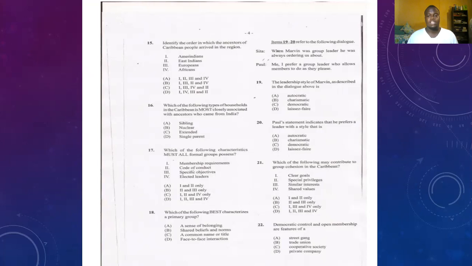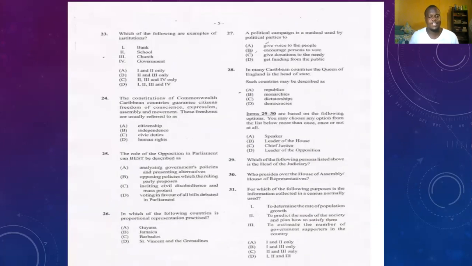Number 22. Democratic control and open membership are features of A, street gang, B, trade union, C, cooperative society, D, private company. Answer for 22 is C, cooperative society. If you don't know what that is, Google it. Right? There's not open membership or democratic control in a street gang. One man is in control and there are rules to becoming a member. Same for trade union, rules to becoming a member that you have to follow. Same thing for a private company, rules to join. Good?